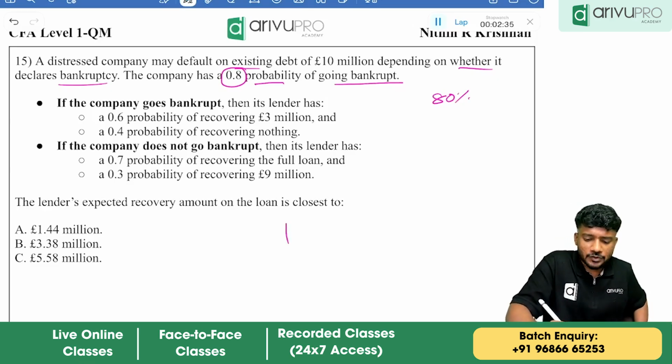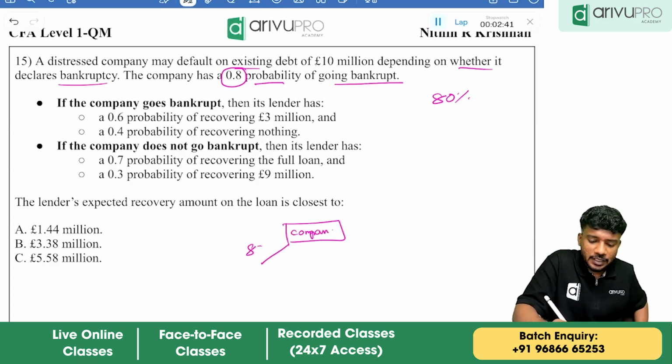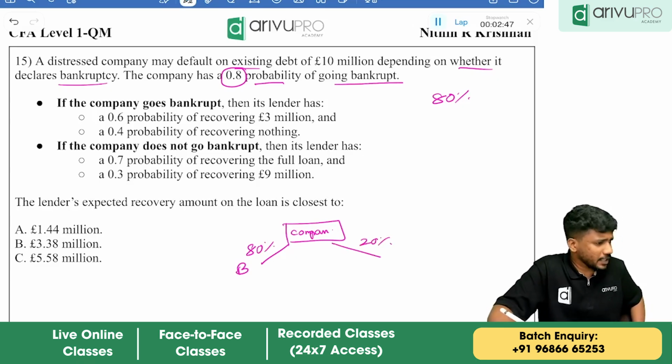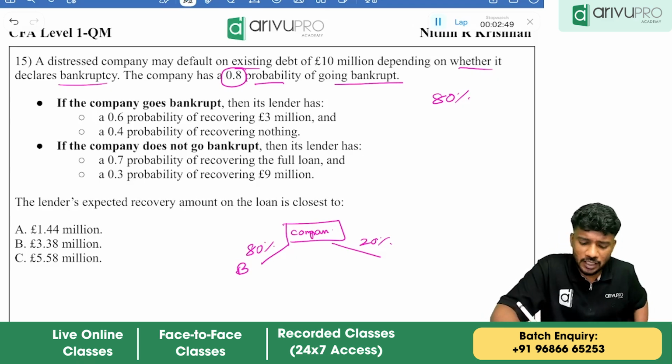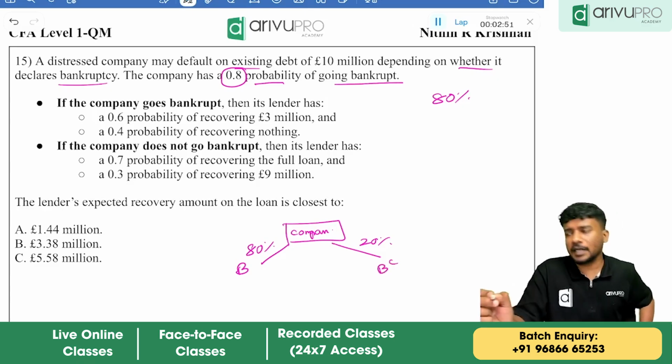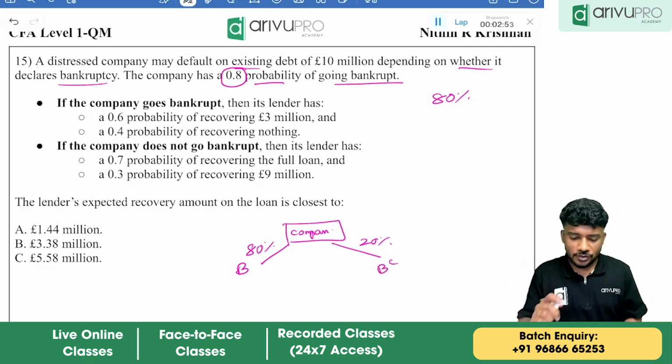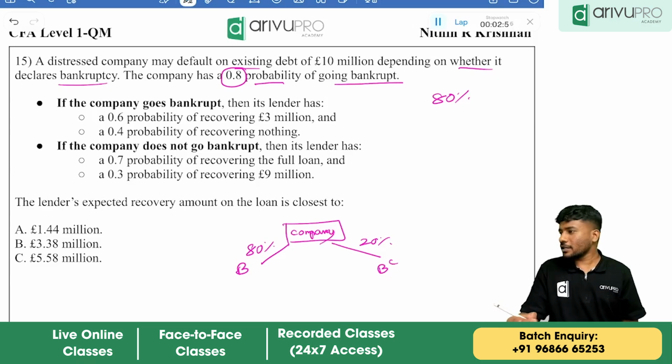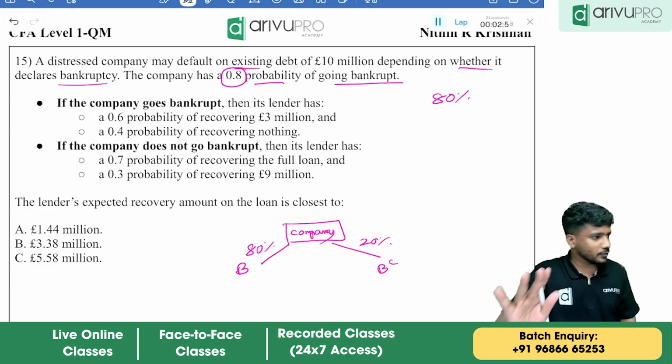So our company is there. The company has an 80% chance that they will go bankrupt, and the remaining chance will be what? 20% chance that they will not go bankrupt. Till here everyone understood? Understood, Sheikh? You got the logic of this? The first thing we wrote was that one.